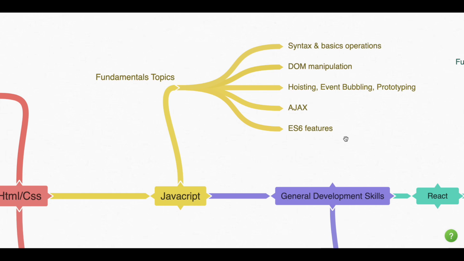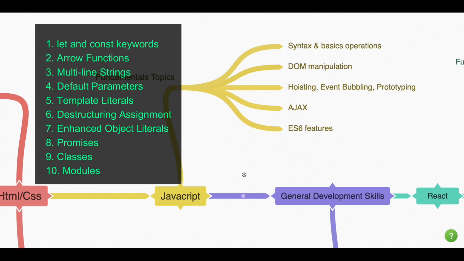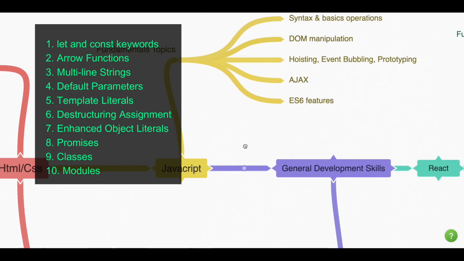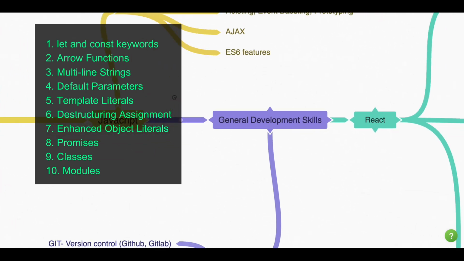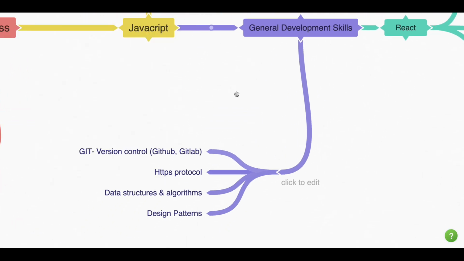After completing these important concepts, the next is Ajax. Ajax is Asynchronous JavaScript and XML that is used to perform asynchronous processes. Ajax will help you fetch data in the background. Then after that, ES6 features. These are all the features of ES6 you have to cover. You can see them on your screen. This is all about the fundamental topics of JavaScript.